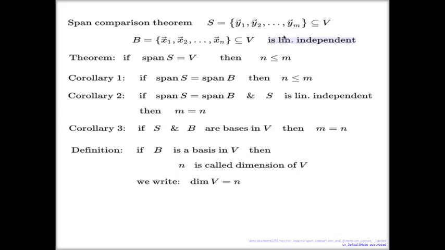And the other one is spanning. S spans the whole V, so S deserves the name of spanning, whereas B is just said to be linearly independent. So the linearly independent set is smaller than the spanning one. That's the main idea of the whole comparison theorem. The linearly independent set in size never exceeds any other spanning set in size.